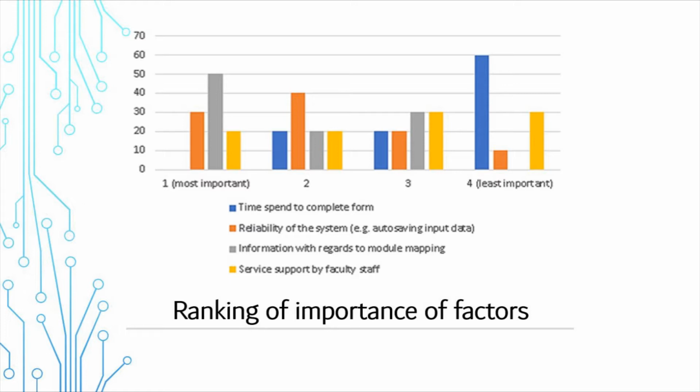Lastly, to identify the area to work on, we asked our interviewees to rank 4 different aspects of the website according to how important the aspects were to them. From the graph, it can be seen that 50% of the respondents felt that information with regards to module mapping is the most important, followed by 30% for reliability of the system, and 20% for service support by faculty staff. As such, our design will focus on improving the information retrieval and reliability of the web page through the layout of information and changes in the advanced search function.